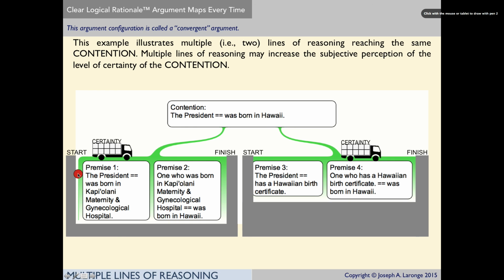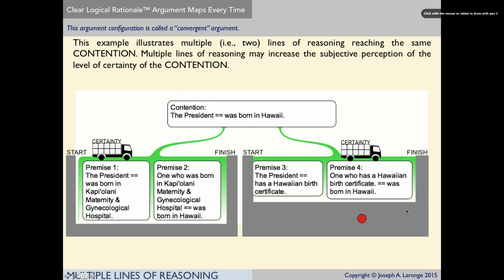The first one, premise 1, is the president was born in Kapiolani Maternity and Gynecological Hospital. Premise 2, one who was born in Kapiolani Maternity and Gynecological Hospital was born in Hawaii. And of course, by transitivity, class inclusion transitivity, I can infer the president was born in Hawaii. But I also can have a separate logic bridge. Here I have premise 3, the president has a Hawaiian birth certificate. Premise 4, one who has a Hawaiian birth certificate was born in Hawaii. So I can infer then that the president was born in Hawaii.